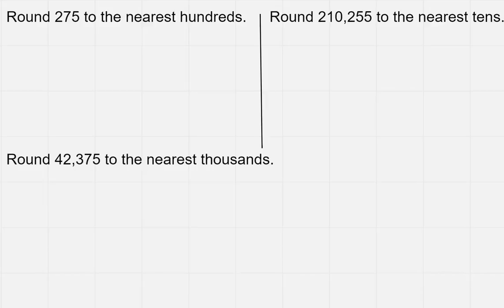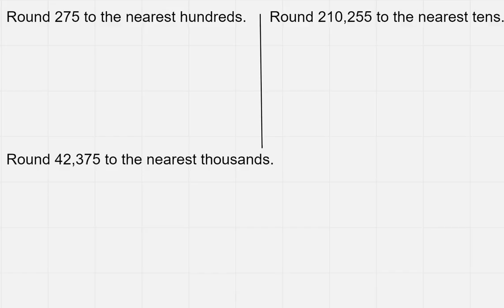So in this section, we want to look at rounding to the nearest whole number. And the easiest way to do this is to go through some examples to make sure that we're on the same page. If you've read the Google Doc, you've got all the instructions that you need to complete this assignment. So the first one is 275 to the nearest hundreds.